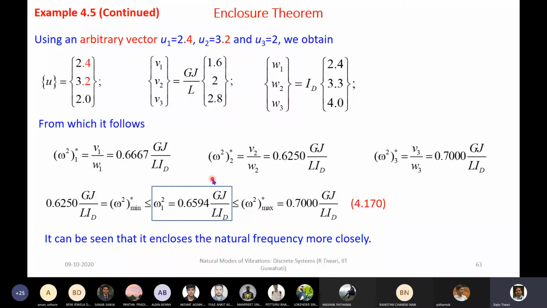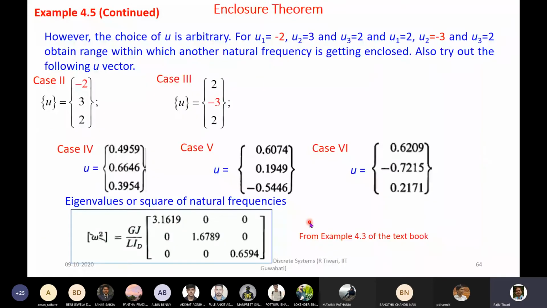So this is regarding the first natural frequency we enclosed by taking the eigenvector like this. Here, we are directly choosing the eigenvector without solving the eigenvalue problem, and we are getting some approximate range of the natural frequency.